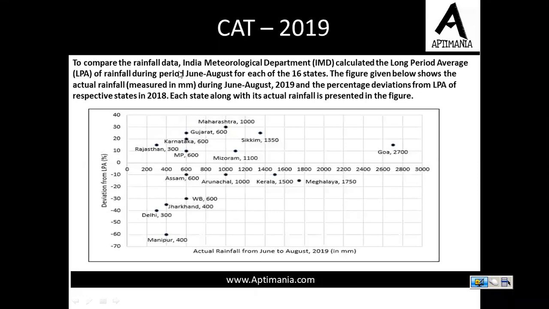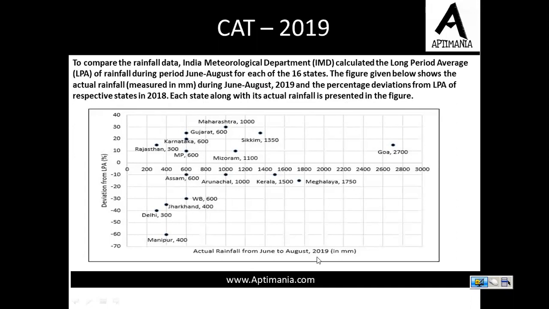To compare the rainfall data, the Indian Meteorological Department (IMD) calculated the long period average (LPA) of rainfall during the period June to August for each of the 16 states. The figure given below shows the actual rainfall during this particular period and the percentage deviation from LPA of the respective states in 2018. Each state along with its actual rainfall is presented in the figure. So here we are given data of 16 states.